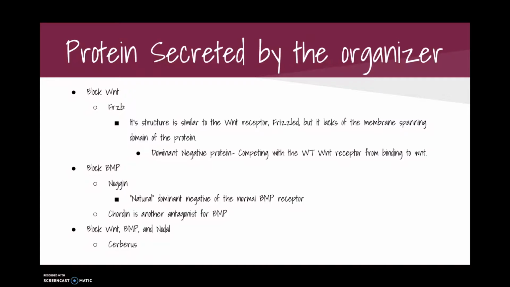In order to block BMP, the organizer will secrete Noggin, and similar to Frzb, it's a natural dominant negative protein of the normal BMP receptor. And there's a protein that's able to block Wnt, BMP, and nodal, and that is a protein called Cerberus.